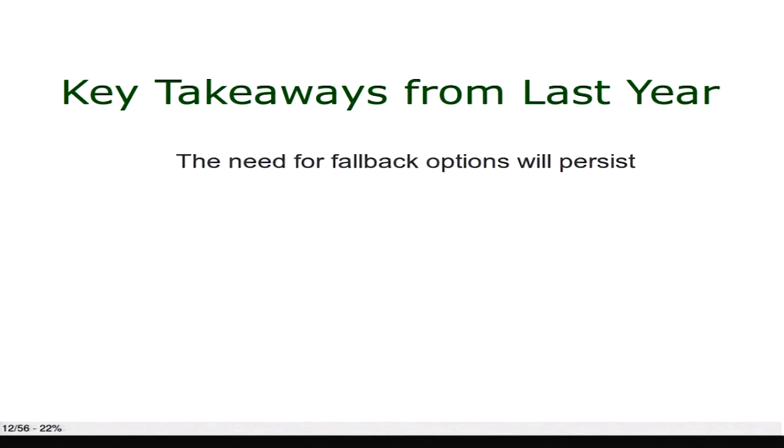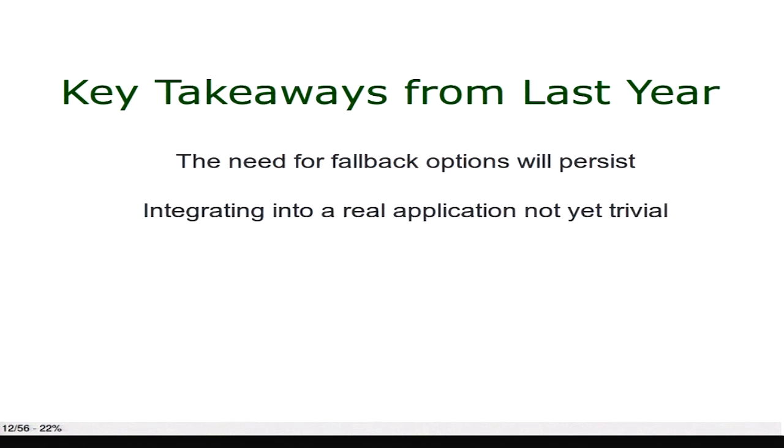Some of the key takeaways that we finished with were that the need for fallback options will persist. Fallback options means that if WebSocket is not working for any reason, your browser is not supporting it, or there are network issues, you need some sort of a fallback option to fill in transparently. Integrating into real applications was not yet trivial for a number of reasons. First of all, the container support was there, but it wasn't yet stable in a long-term sense. As you will see, a lot of the servlet containers have actually completely revamped their WebSocket support since last year. But hopefully now we're on a path where this is going to last us longer.